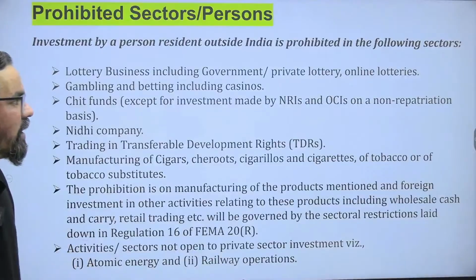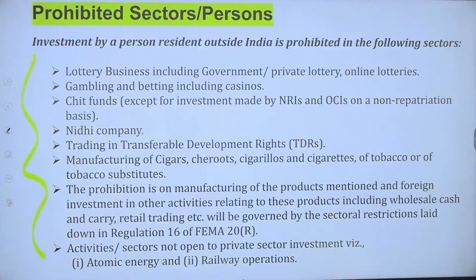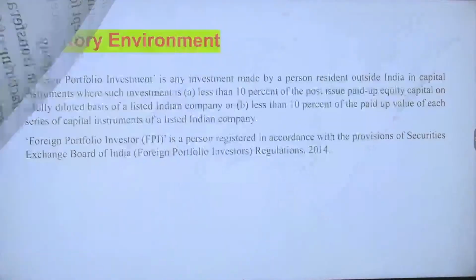Investment by a person resident outside India is prohibited in the following sectors. These are the areas where foreigners cannot make any sort of FDI investment: lottery business including government, private and online lotteries, gambling and betting, chit fund companies, Nidhi companies, and trading in TDRs, transferable development rights, which is something related to properties and investment. Manufacturing of cigars, cheroots, cigarillos and cigarettes, or of tobacco or tobacco substitutes. The prohibition is on manufacturing of the products mentioned and foreign investment in other activities relating to the product, including wholesale cash and carry and retail trading. Also activities and sectors which are not open to the private sector, like atomic energy and railways. So these are the areas generally prohibited under FDI investment.